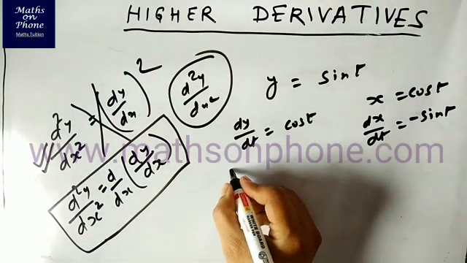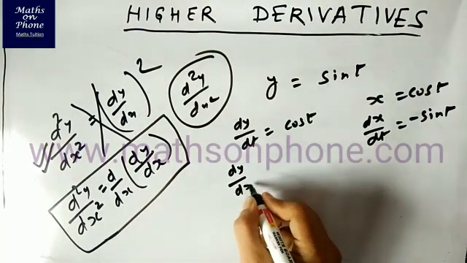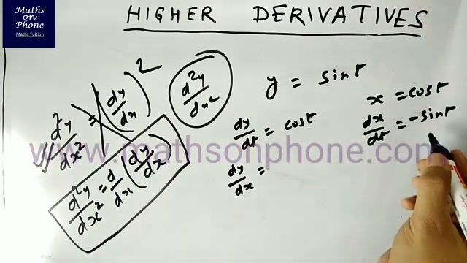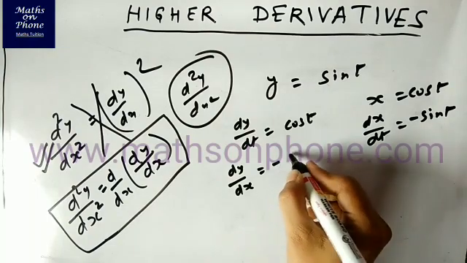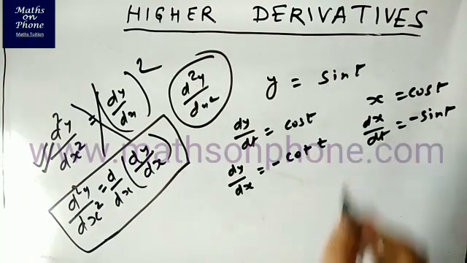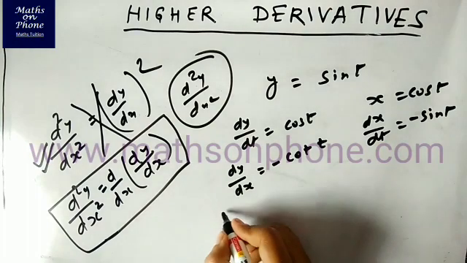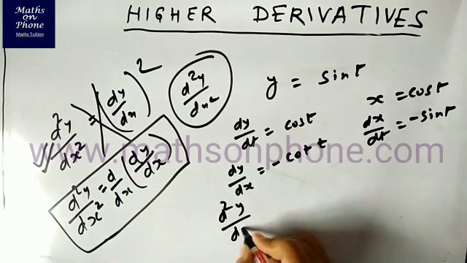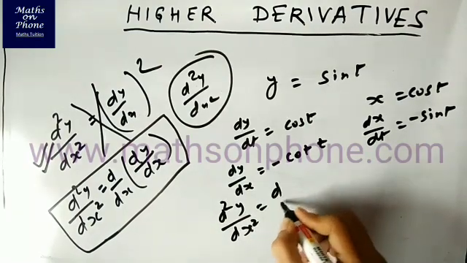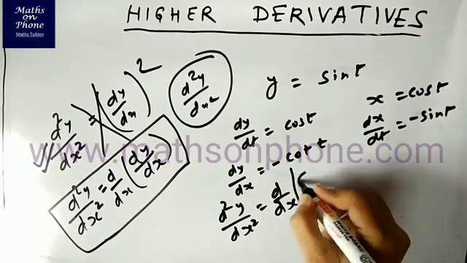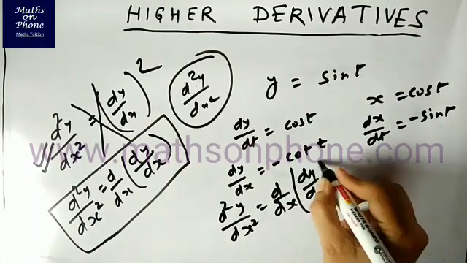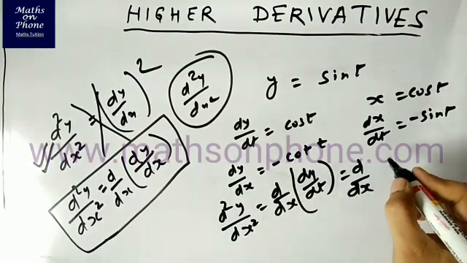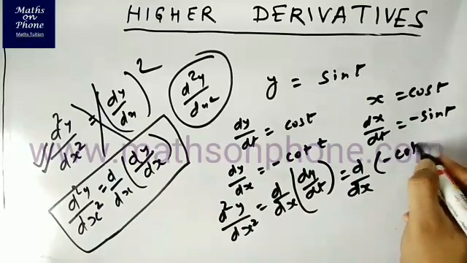What we have to do, that I am doing here. You firstly find dy by dx. How will you find it? By just dividing cos t by minus sine t, that is minus cot t. Now follow the basic definition. Here is the important point: d square y by dx square is actually d by dx of dy by dx. This is the important definition. See here, d by dx of dy by dx, you got minus cot t.